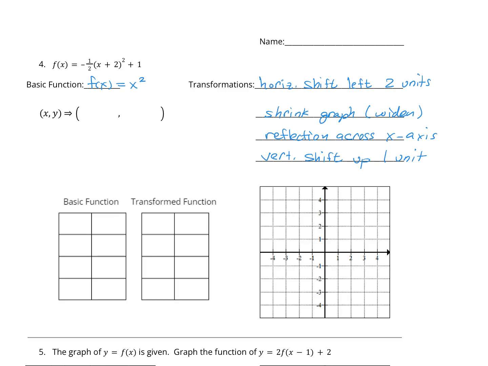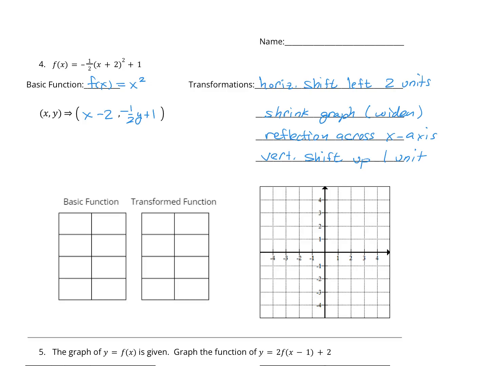All right, so now let's take a look at our ordered pairs. The only one that's affecting the x is going to be the horizontal. Moving it left 2 units is going to subtract 2 from the x's. And again, the y has got a lot going on. We're going to be taking half of it, multiplying by a negative 1, and then adding 1. So that's negative 1/2 times the y plus 1.